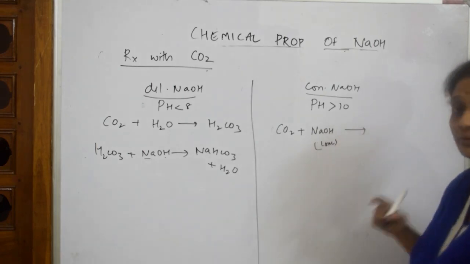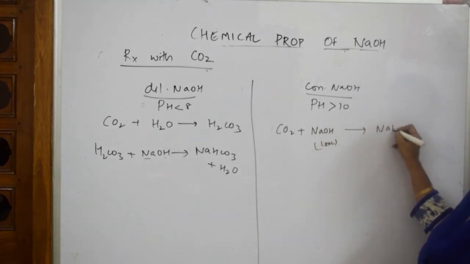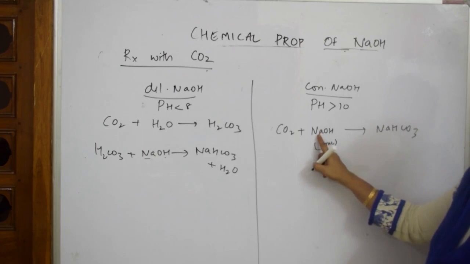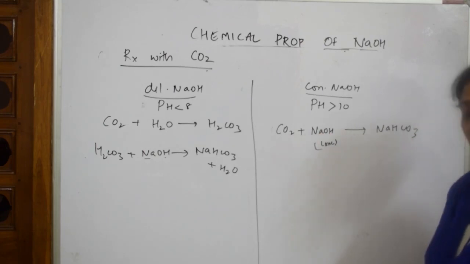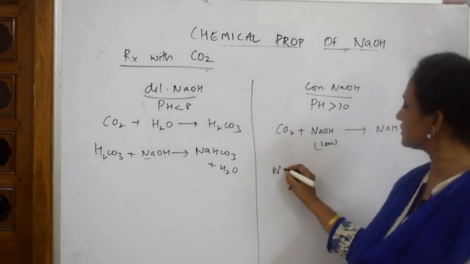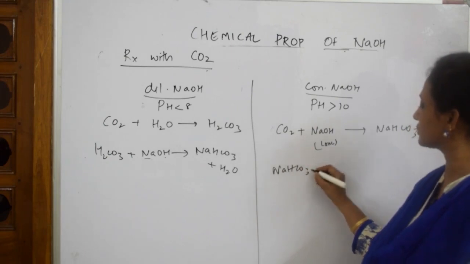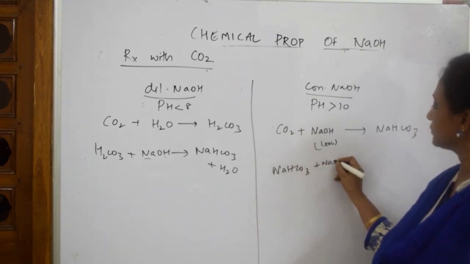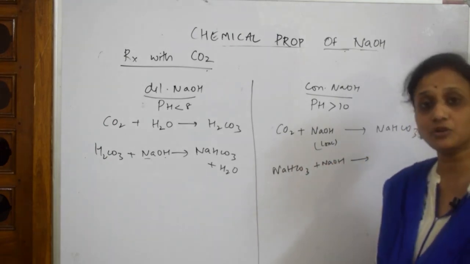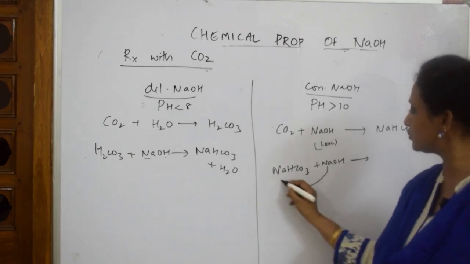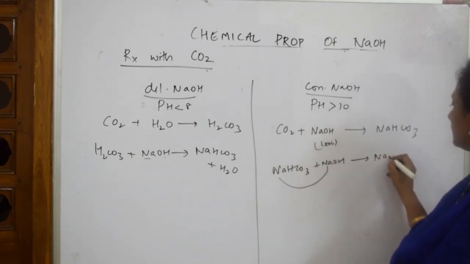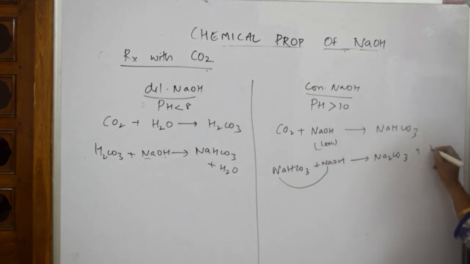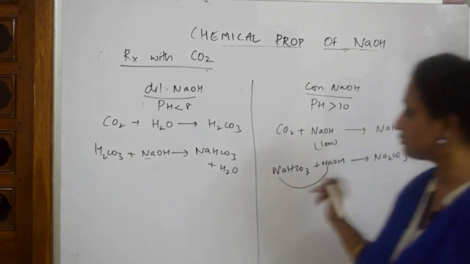And what is it going to form? It's going to form sodium bicarbonate, NaHCO3. Now this sodium bicarbonate is going to further react with this concentrated caustic soda. It's going to form a product that is Na2CO3, sodium carbonate, and the leftover is water molecule. So this is where you need to remember the product.